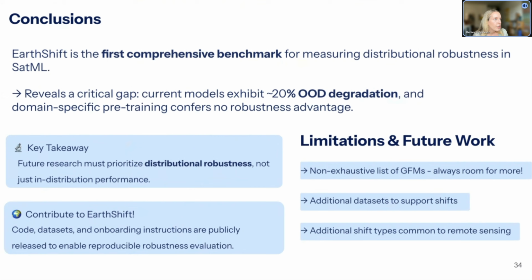So in conclusion, EarthShift is the first comprehensive benchmark for measuring distributional robustness in SAT-ML, or satellite machine learning contexts. It reveals a critical gap. Current models that we've shown have around 20% OOD degradation on average, and domain-specific pre-training has conferred no robustness advantage. Of course, there are limitations and call-outs: this is a non-exhaustive list of GFMs. There's always room for more.